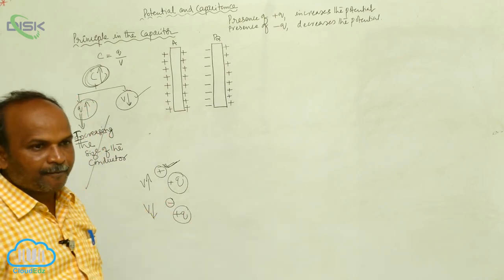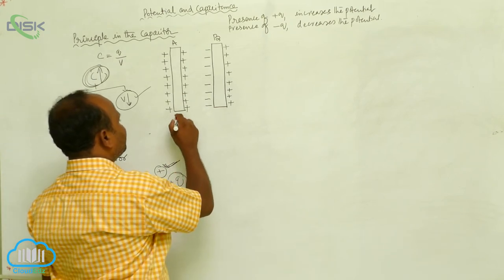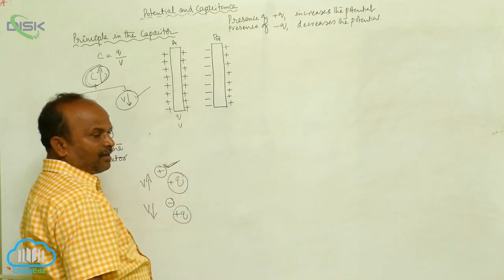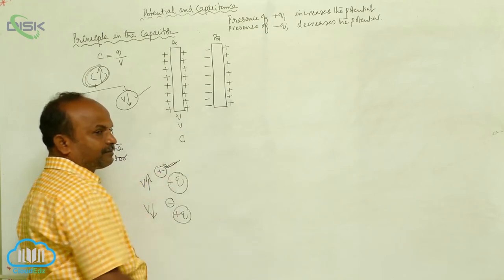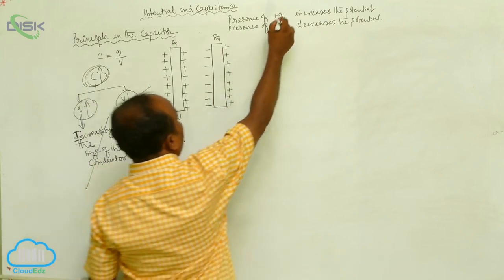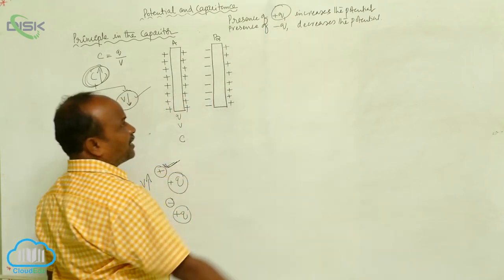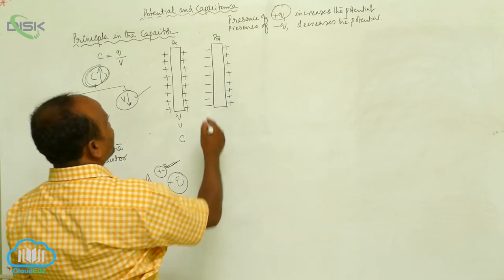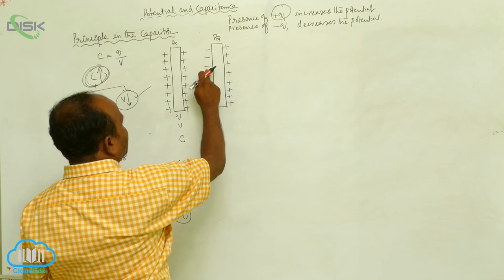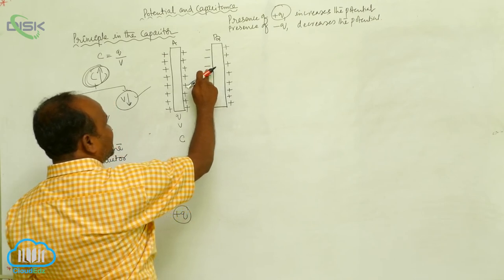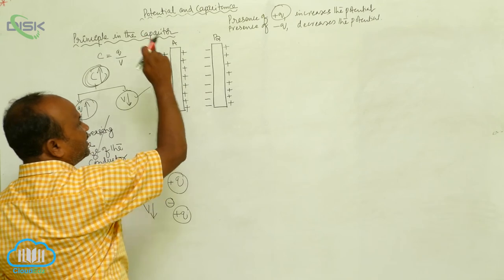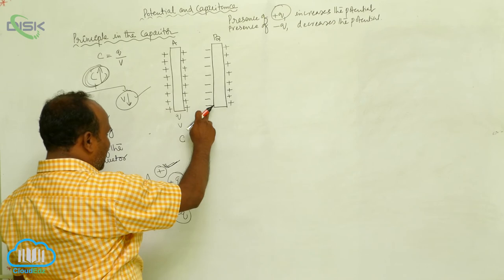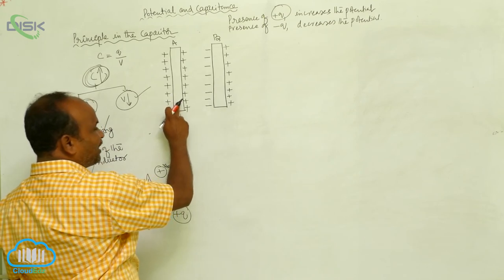In this case, already there is a charge Q, a potential V, and a capacity C. What I said: the presence of the positive charge increases the potential, and the presence of the negative charge decreases the potential. Suppose this is a negative charge present nearby metal plate A. Now, the presence of the negative charge decreases its potential.